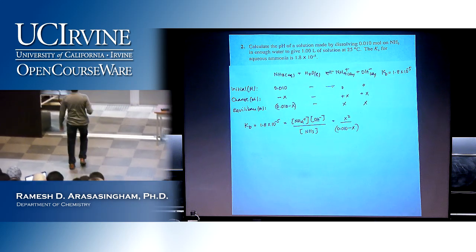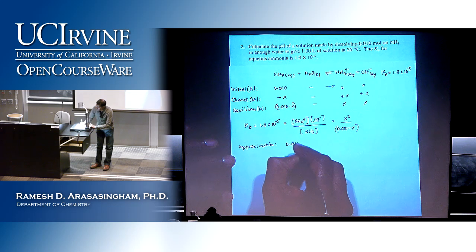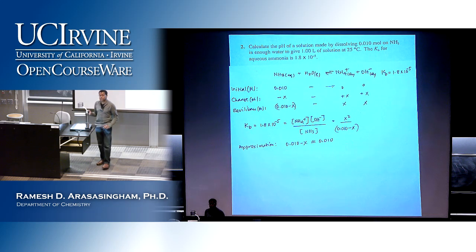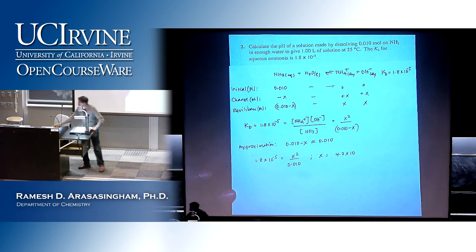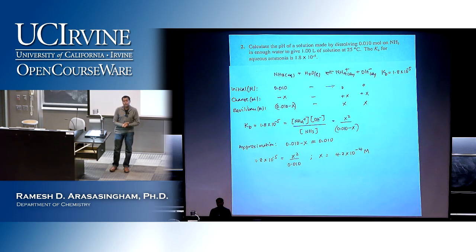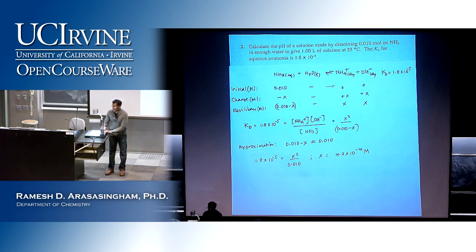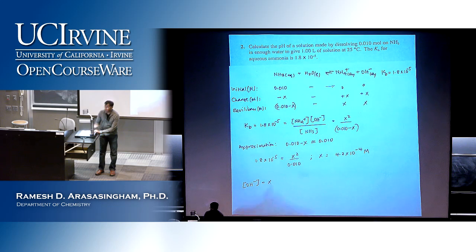All right? So if we make the approximation, we know that 0.010 minus x will approximate to 0.010. And therefore, we can say 1.8 times 10 to the negative 5 equals x squared over 0.010. And therefore, if you solve for x, going to 2 significant figures, it comes out to 4.2 times 10 to the negative 4 molar. Okay? So what that means is that we calculated x. And so in this equation, can everybody see that what we're calculating is hydroxide ion concentration? So hydroxide ion concentration equals x equals 4.2 times 10 to the negative 4 molar.